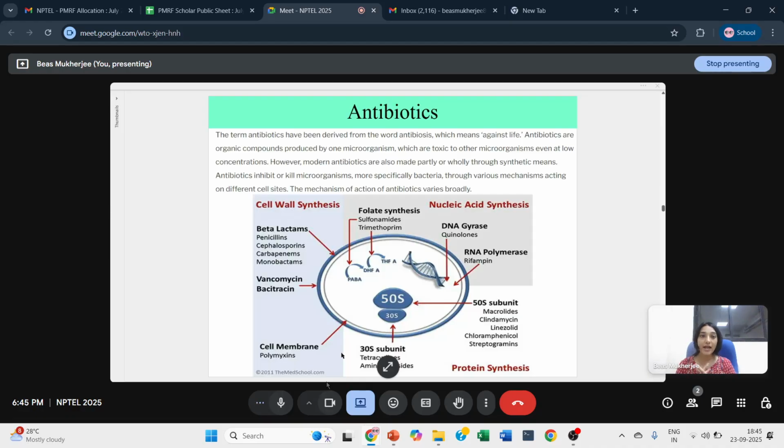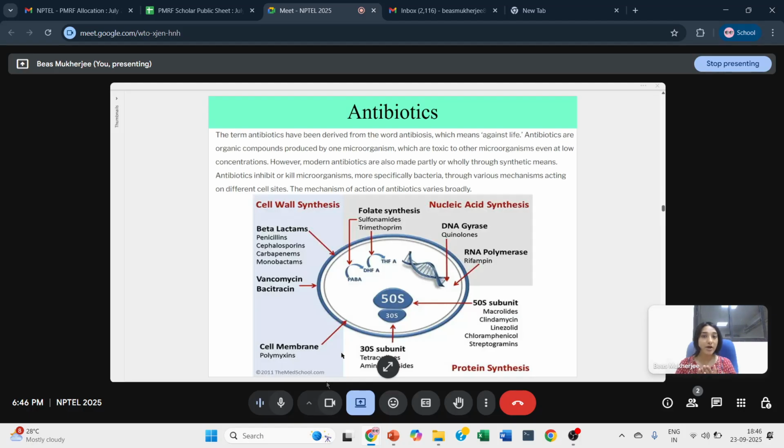See, the term antibiotics means against life. Antibiotics are organic compounds produced by one organism that is toxic to another microorganism even at low concentration. However, modern antibiotics also are made partly or wholly through synthetic means. So antibiotics inhibit or kill microorganisms, more specifically bacteria, through various mechanisms acting on different cell sites. The mechanism of action of antibiotics varies broadly.